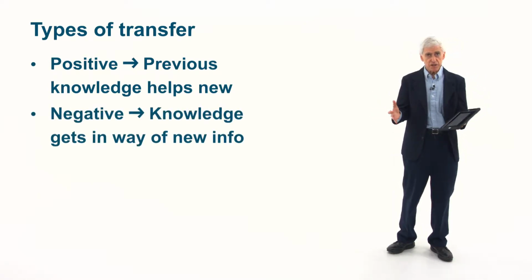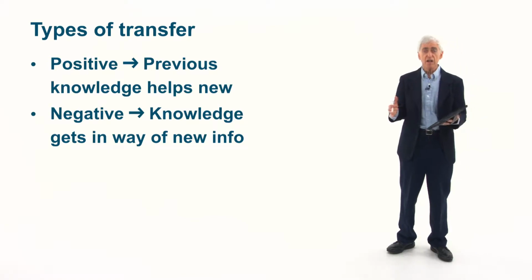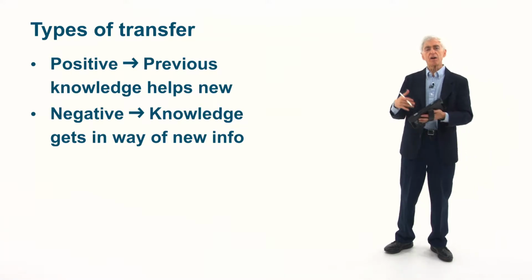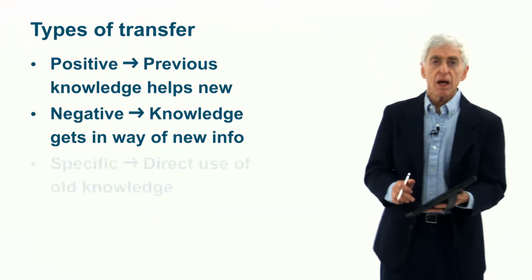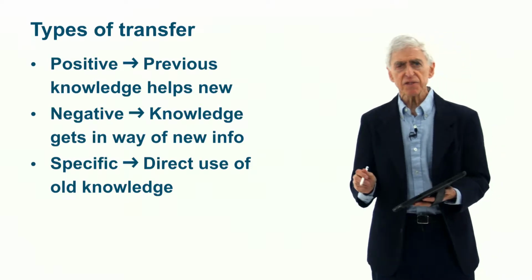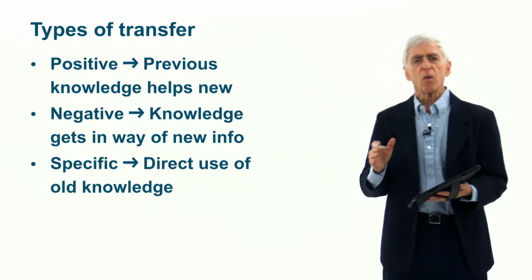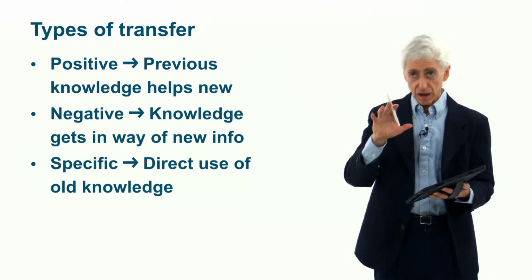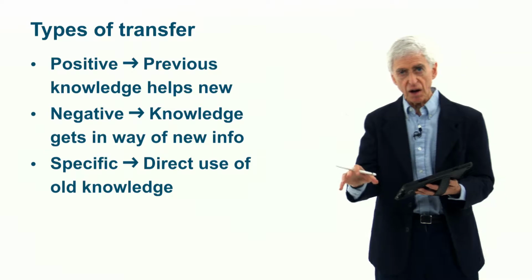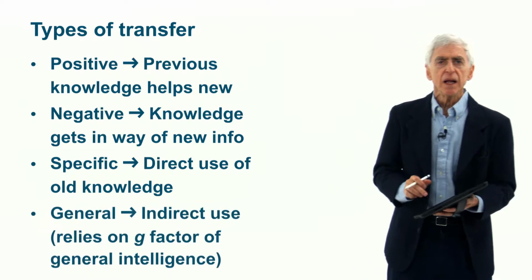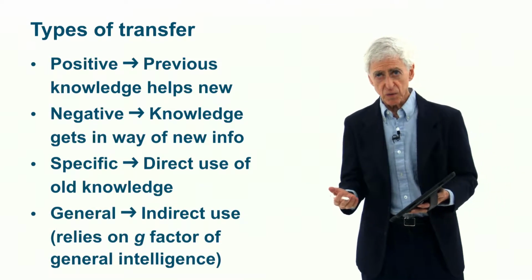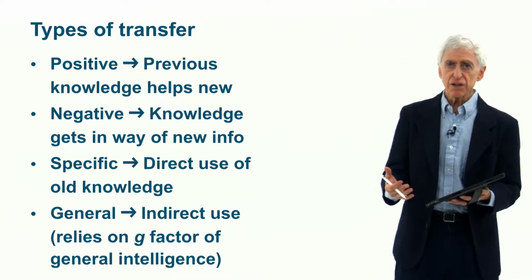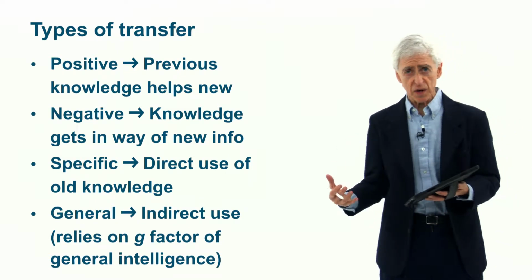Sometimes you come into situations where there's negative transfer. The knowledge that you already have gets in the way of new knowledge. There's specific transfer, when you take old knowledge and use it specifically to learn a new thing or specifically to solve a certain kind of problem. And then there's general transfer, which is probably more like real-life situations. It's an indirect use of old knowledge in a new situation.